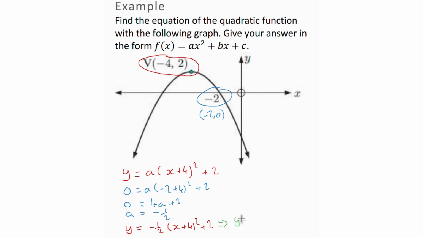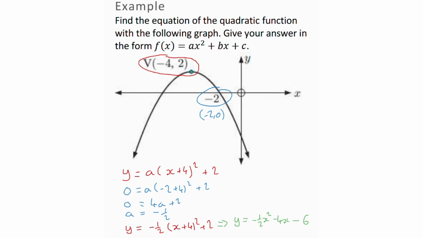So this is going to be y equals, expanding this bit, we're going to end up with -1/2 x squared. We're going to end up with 8 x's, so then times by -1/2 is going to be -4x. We're going to end up with 16 times by -1/2 is -8. And then plus the 2 is going to be -6. We end up with this quadratic here.